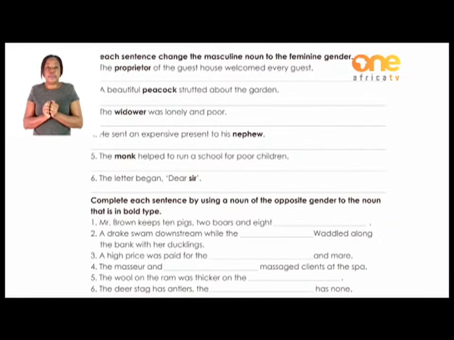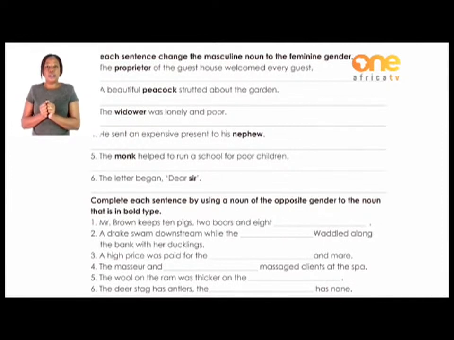Number one, the proprietor of the guest house welcomed every guest. The proprietor is the word which is bold in that sentence. So, the proprietor is the owner of the guest house. Proprietor refers to an owner. He's the owner of the guest house. So this one is a man. What about if it was a woman? We're going to say what?